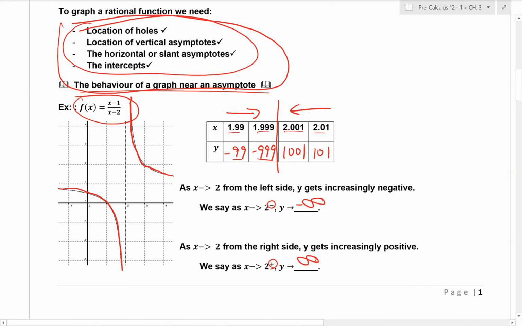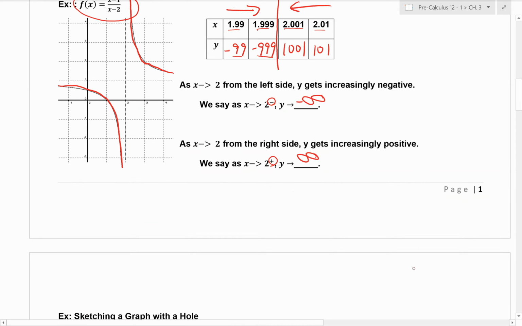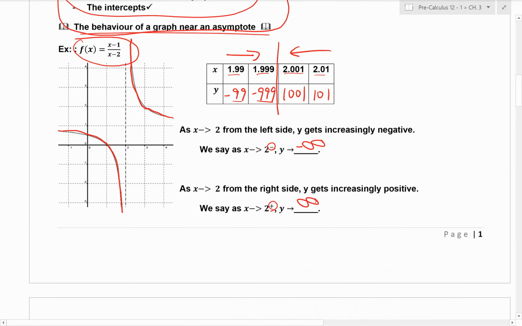So again, we need to figure out all the information. We put them on the grid, and then we're going to use the behavior of the graph near the asymptote to finish the sketch. So the graph will always go towards the asymptote at the end, right? The end behavior is the key here as well. We're talking about the horizontal asymptote, the end behavior, and the vertical asymptote, when it's close to the vertical asymptote.